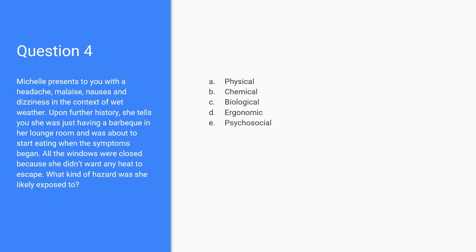Does someone want to yell it out? Chemical? And what's the chemical? Yeah, that's right. So it was a chemical thing, and it was carbon monoxide. Fires indoors, cars in enclosed spaces, or faulty gas heaters can all have carbon monoxide.